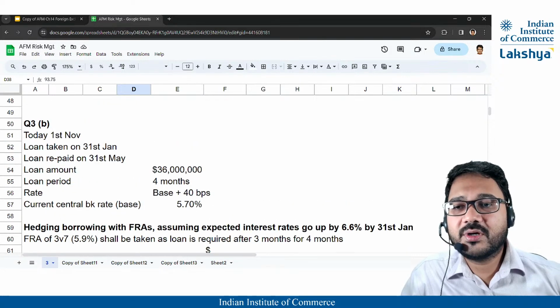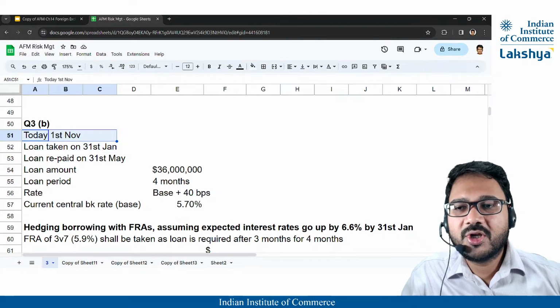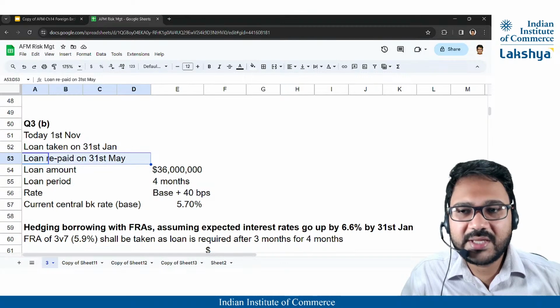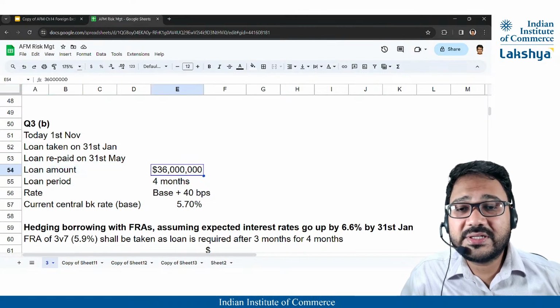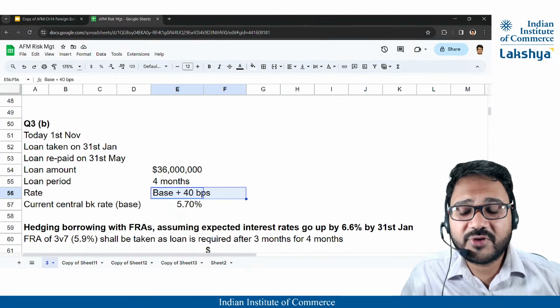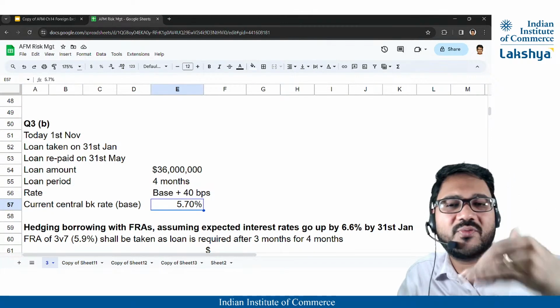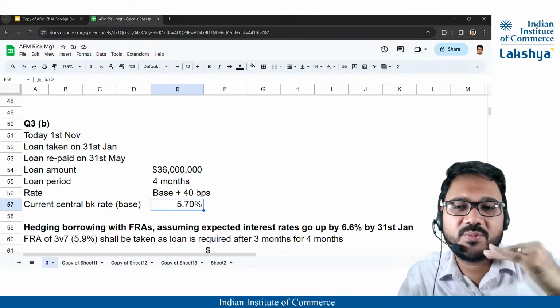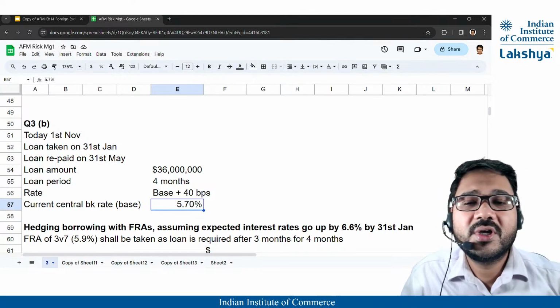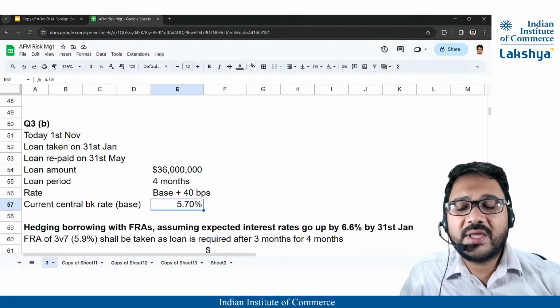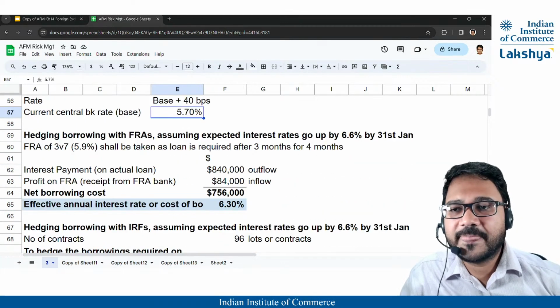So let's begin. We note down a financial summary. So today is 1st of November. Loan is taken on 31st of Jan. Loan needs to be repaid on 31st of May. Loan amount is $36 million. The loan period is 4 months. The rate is base plus 40 bips. Current central bank rate is 5.7%. This is a financial summary of whatever information is available to us. We are writing it down so that we need not go through the question again and again, every now and then.